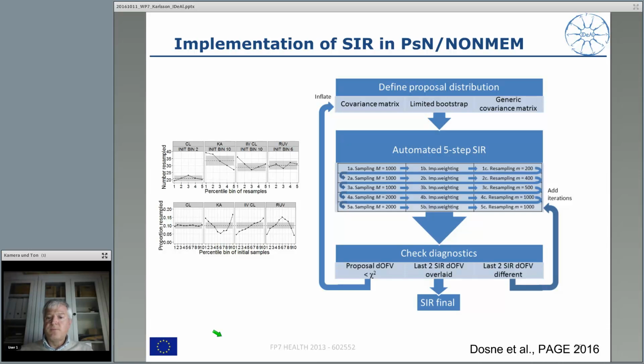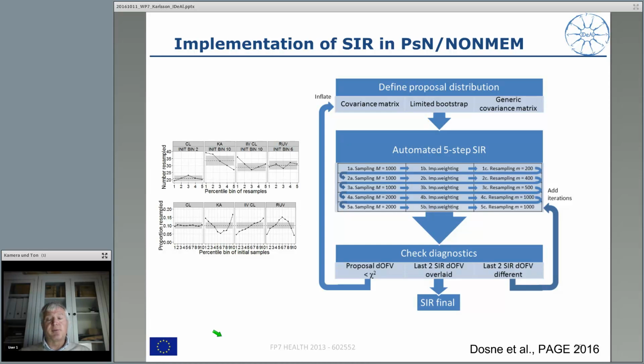After this automatic five-step procedure, we check the diagnostics. If we can see that the last two posteriors have the same DOFV estimate, or the curves are on top of each other, then we can conclude that the parameter uncertainty distribution appears appropriate, and we can use that. If they're different, then we can add iterations, and this might be needed if you start from just a guess of the covariance matrix, for example. If we find that the original proposal actually was far too narrow, then we have some additional diagnostics that we can use in knowing which parameters appear to have an inappropriate uncertainty distribution in the proposal.